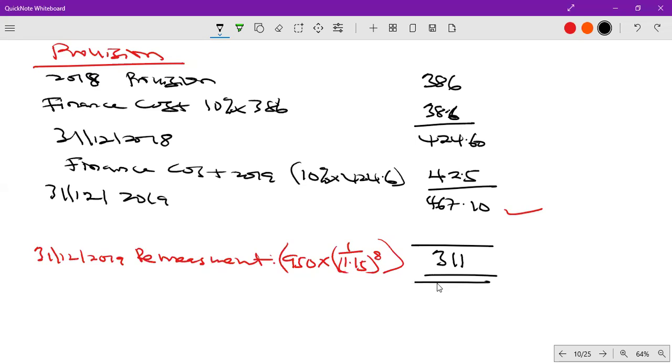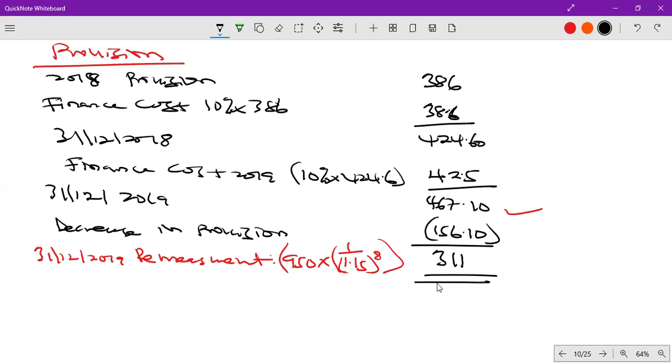Yes. So here we are saying that decrease in provision will be the difference between this and this. What is the difference? 156.10. So this is the decrease in provision.